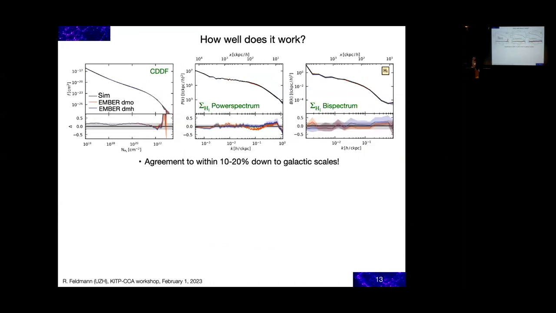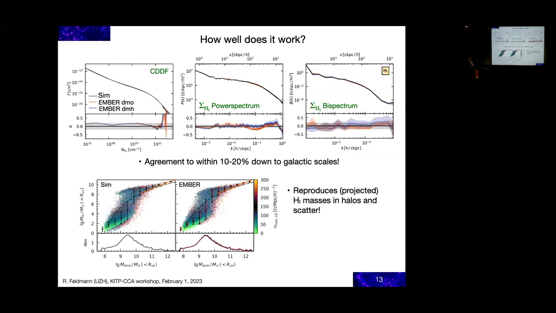If you want to be a bit more quantitative, we of course look at things like the power spectrum, or the bispectrum, or the column density distribution function, and we typically find agreement of order 10 to 20% down to galactic scales. And what we can also do is project, let's say, the H1 mass within the virial radius. So this is a completely halo-free approach, but of course we can find halos from the dark matter and then say, okay, how much H1 is in those halos, and we can do this both for the simulation and for our emulator, and you see we find very good agreement overall. So the distribution is reproduced very well.